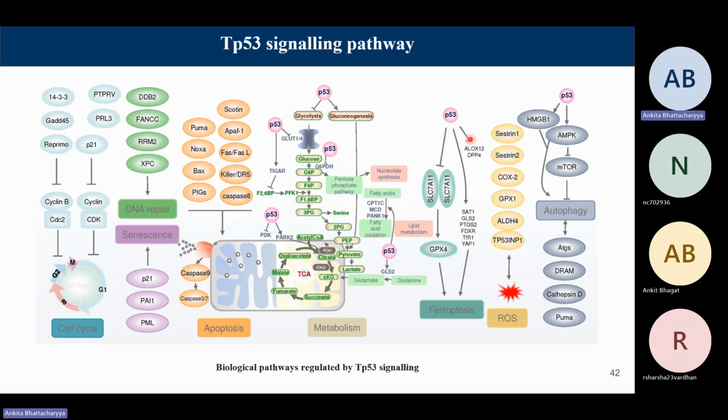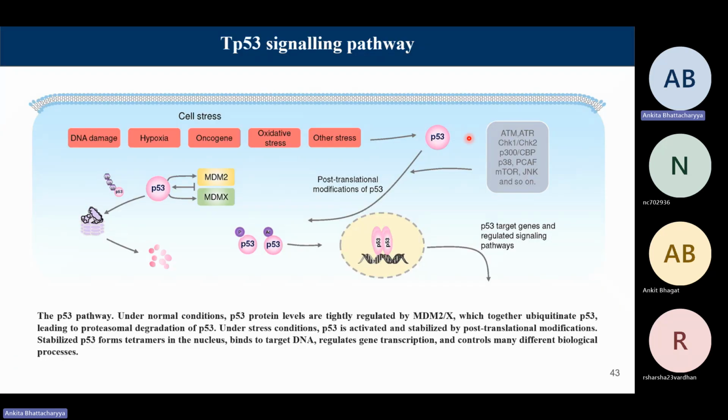I think we skipped TP53 overall. What I had mentioned was that it is certainly the guardian of the genome. So the TP53 pathway, its levels intracellularly are very tightly regulated by MDM2, which ubiquitinates P53, which leads to its proteasomal degradation. So cell stresses like DNA damage, hypoxia, oncogene action, oxidative stress, or other stress, in all of those circumstances, P53 is necessary.